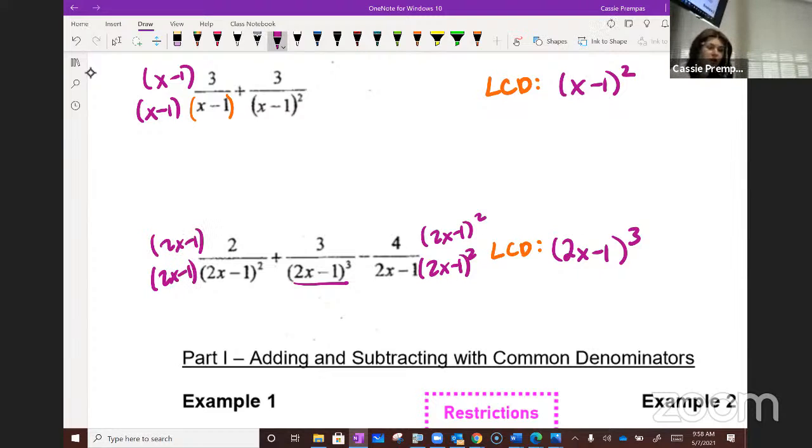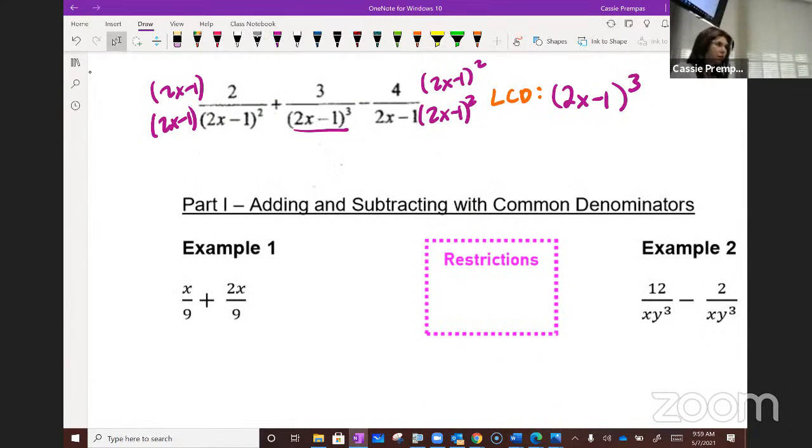Okay, we're going to start with the easier stuff where you're already given a common denominator and you have to see how do I add and subtract the fractions. And then we're going to use that skill to obtain a least common denominator. But here's part 1, adding and subtracting with common denominators. Looking at example 1, if the denominators are the same, you just combine the numerators. So this would be x plus 2x over 9.